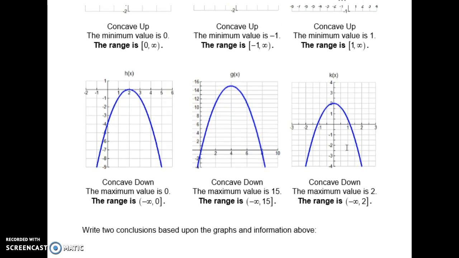Versus concave down, we now have a defined high point. The range then is from -infinity up to whatever that high point is. -infinity up to 15. -infinity up to 2.